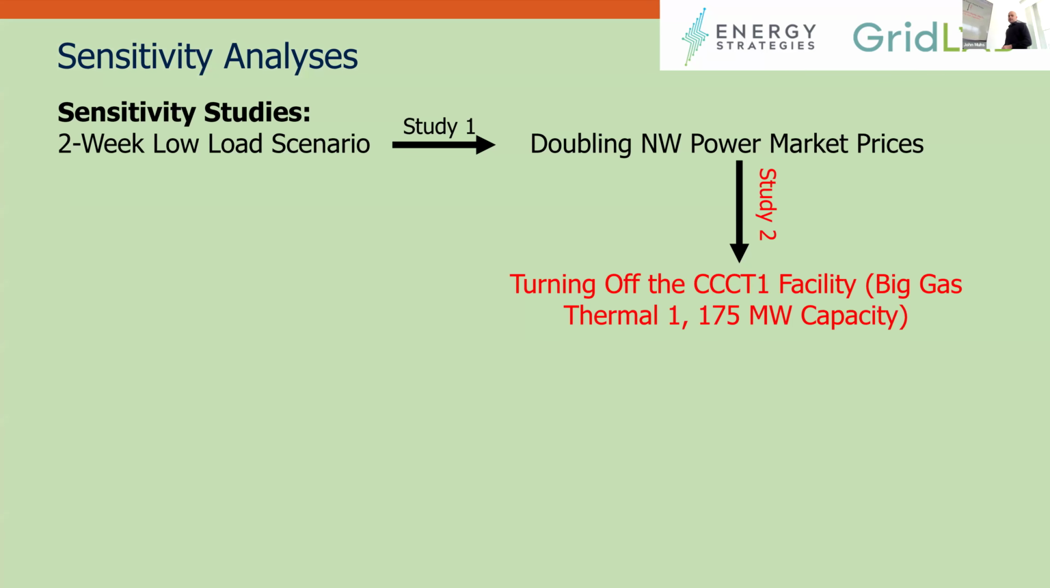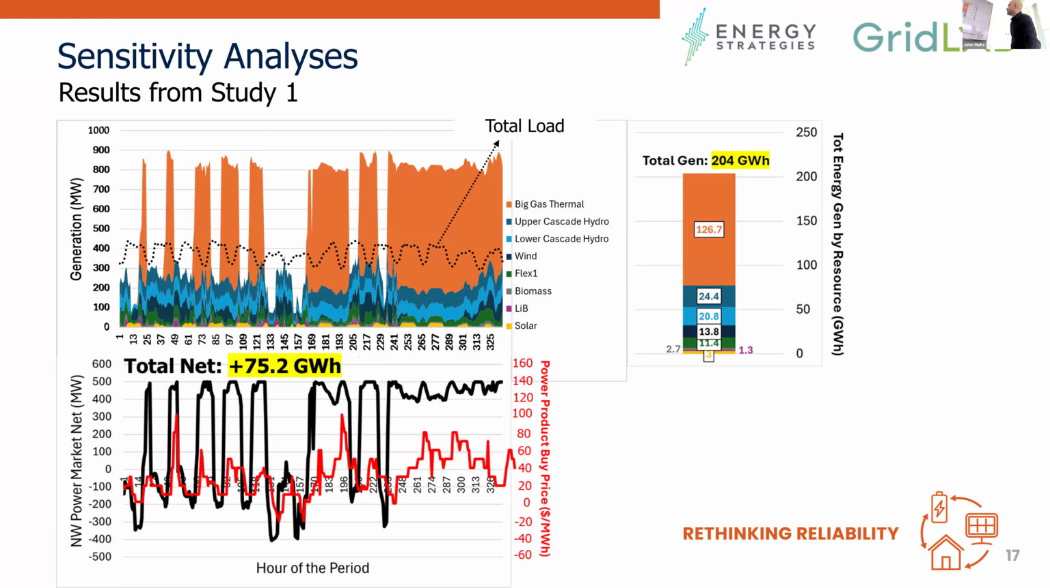So this was the first study. Then I go to study 2. For study 2, we turn off the big gas thermal 1 unit, one of the combustion cycle turbines with the capacity of 175 megawatts. So it's off now, and we want to see how the model responds to this change.